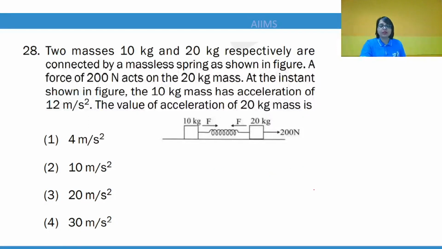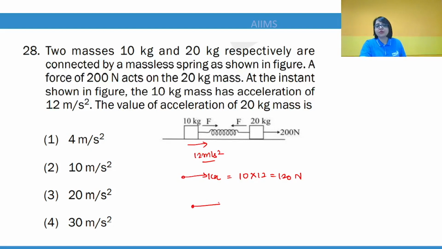Question number 28. Two masses 10 kg and 20 kg respectively are connected by a massless spring like this. 10 kg is having an acceleration of 12 meter per second square. We need to find the acceleration of 20 kg. So for 10 kg, kx force is responsible for providing acceleration. So kx will be 10 into 12, that is equals to 120 Newton.